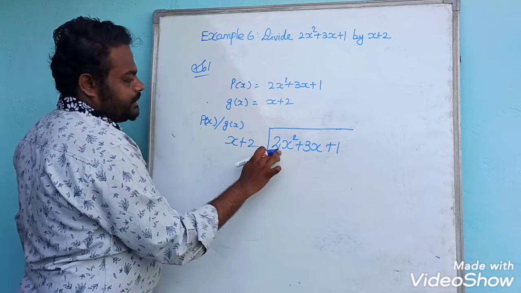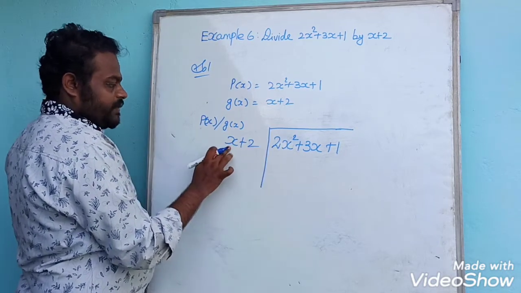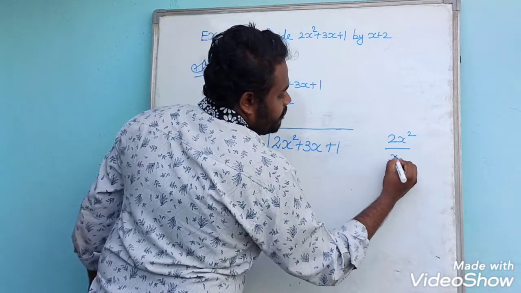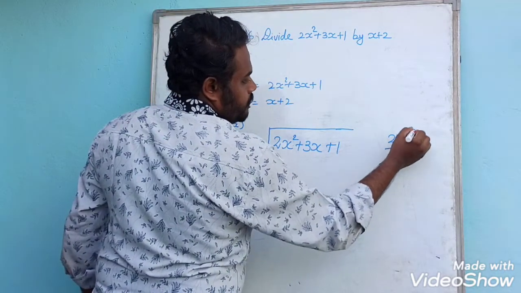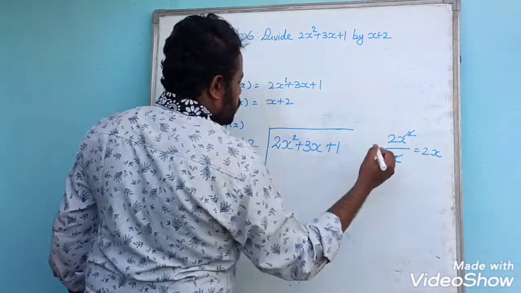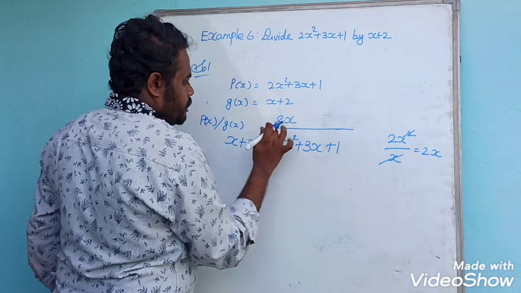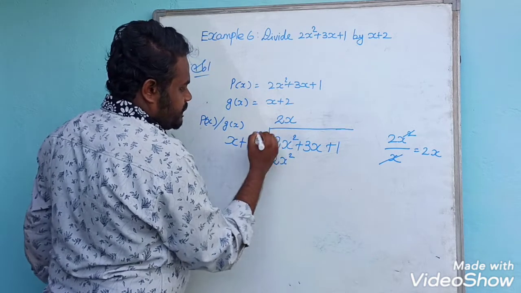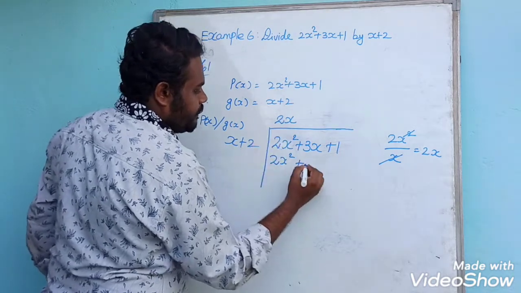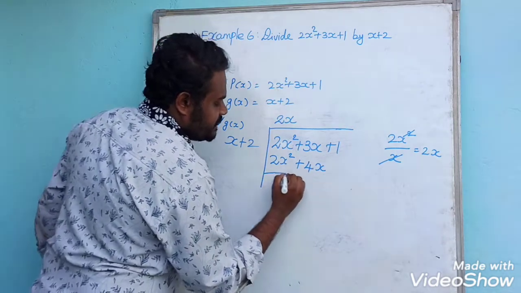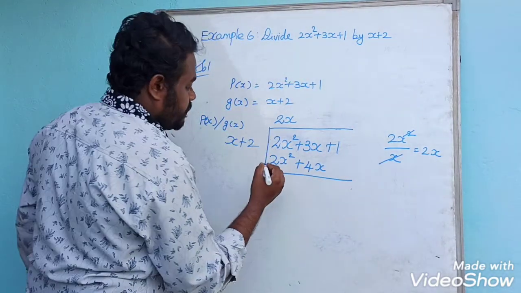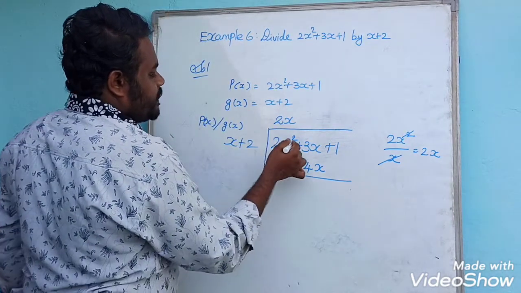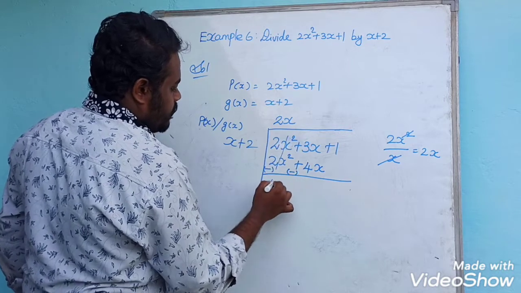I will take the first term of this p of x and the first term of g of x. So 2x square can be divided by x, so we get 2x. So we multiply with 2x: 2 into 1, 2; x into x, x square; plus into plus, plus; 2 twos are 4x. So next we want to change the symbol. So plus becomes minus and plus becomes minus. So plus 2x square minus 2x square, we get 0.